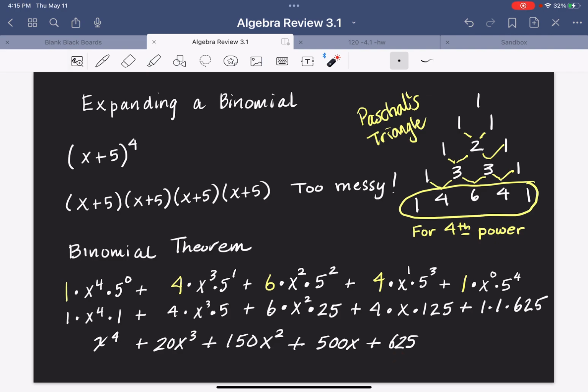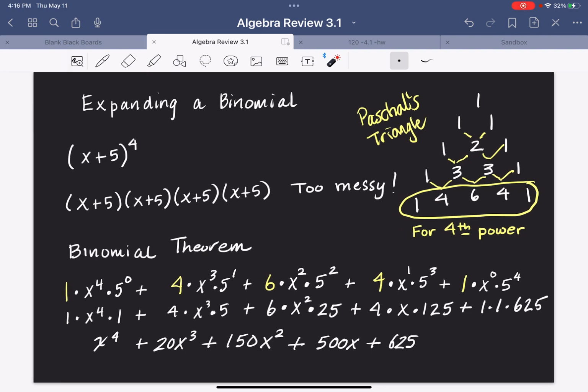Now, luckily for us, in this class, we're probably never going to do anything higher than a fourth power, so you can take the messy way. But if you practice this a few times, it will actually be shorter, and there's less chance that you'll make a careless mistake with a sign.